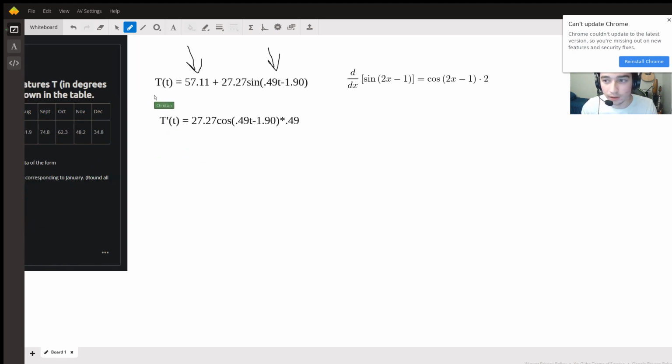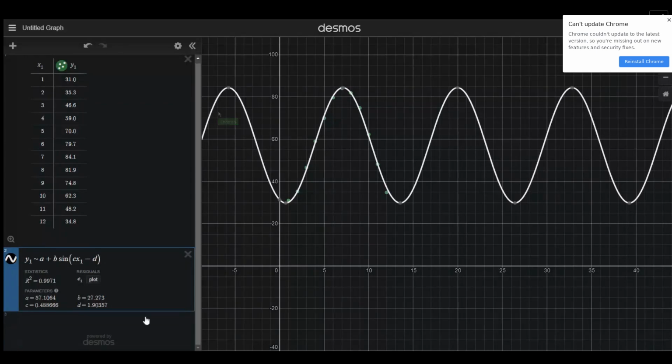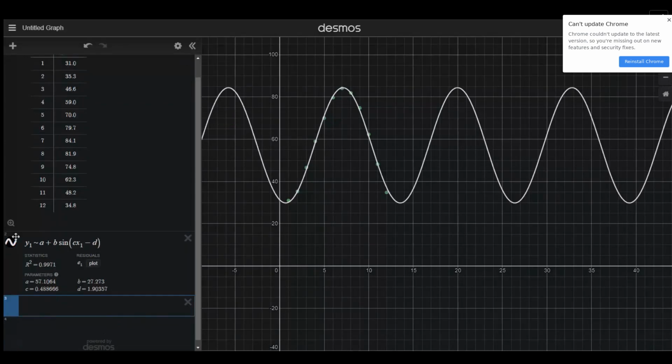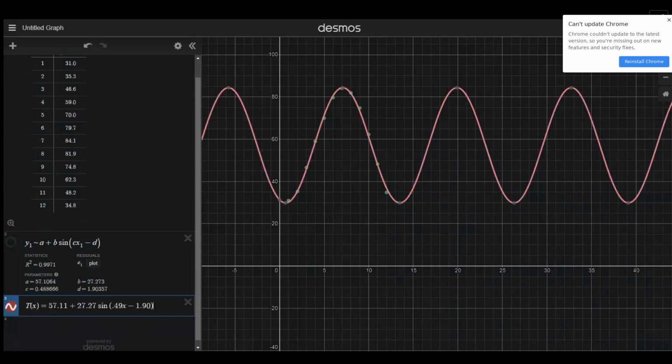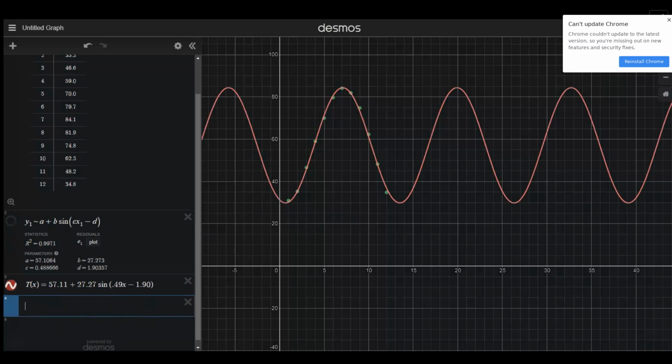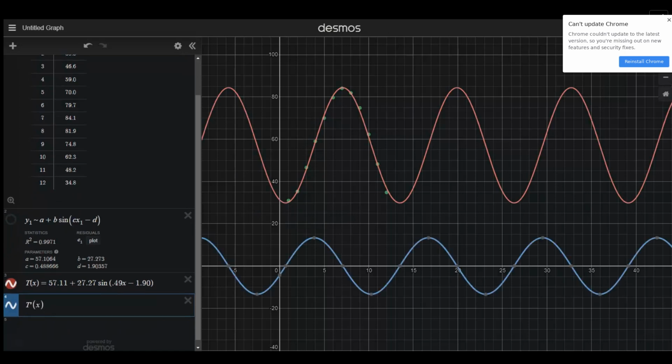So again, let's go back to Desmos. Give me a second here. Okay, so first of all, I'm going to go ahead and put in the original function right here. This is our original: temperature as a function of time in months. So now I call this function T. So now I can take T, put an apostrophe to signify prime, and then put an x there, and it'll take the derivative of this and plot it.